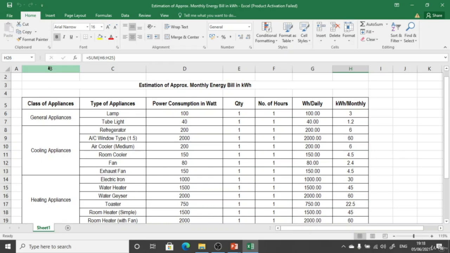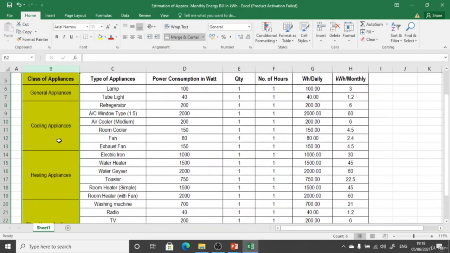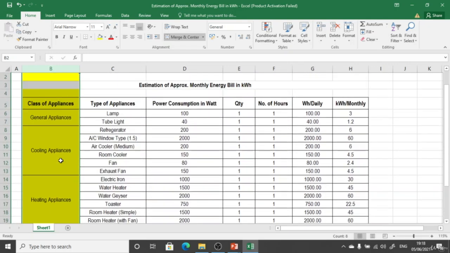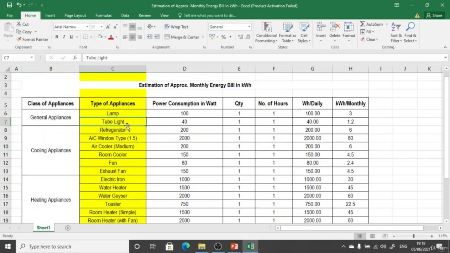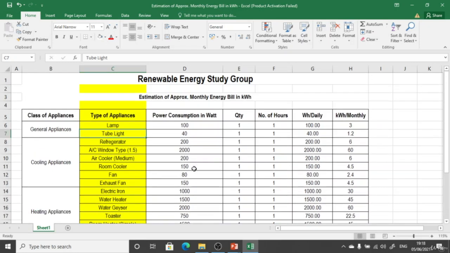In the first part, we're going to talk about the class of appliances. The general classes are cooling appliances, heating appliances and other appliances, which we have seen, so we have to write that here. Next is the various appliances generally used at the residential scale. Whatever we talked about in the earlier session, lamp, tube light, refrigerator, everything we have considered, which is quite commonly used in the residential sector.